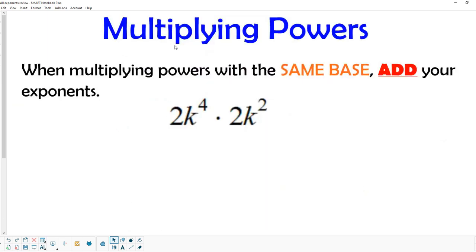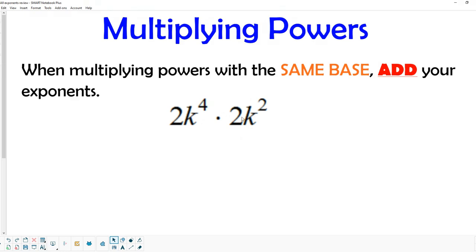So first of all, when we learned about exponents, the first property that we learned about was multiplying powers. And so the principle that goes with that is: when multiplying powers with the same base, add your exponents. And if there happens to be a coefficient in front, you multiply those together as well. So let's go ahead and do this first one.